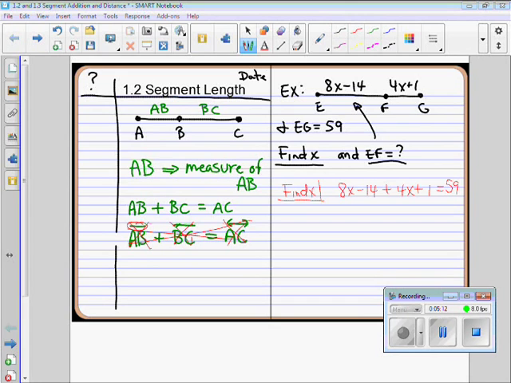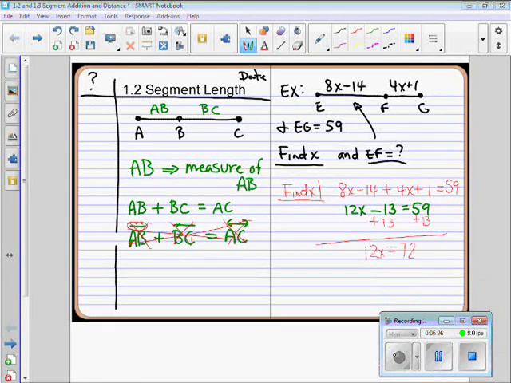Now, hopefully you understand this statement. It just says that the first segment plus the second segment equals the whole thing. And from this point on, it's simple algebra. I combined the x's on the left-hand side together and simplified the equation. Subtracted or added 13 to both sides. And now I've found x.